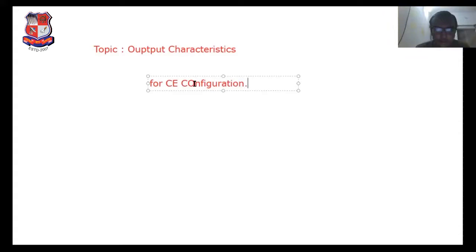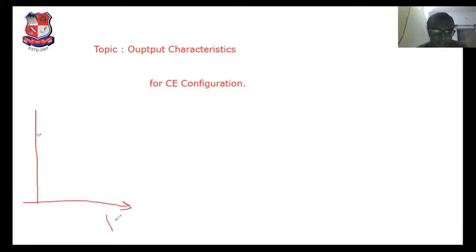Now see, I have sketched the characteristics. It is plotted between VCE and IC. VCE means collector to emitter voltage, and IC means collector current. These type of characteristics we can get.